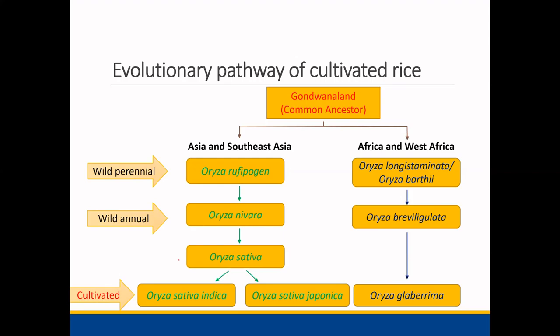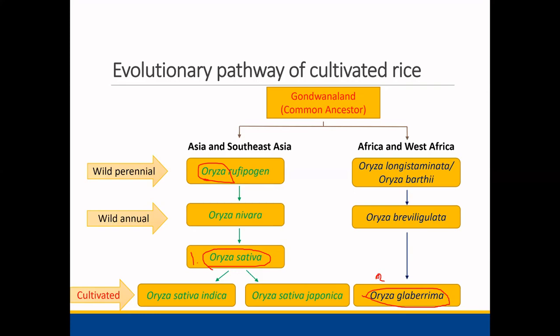So the genus Oryza has about 23 species. Among them, only 2 are cultivated. The cultivated species are here. The first one is Oryza sativa, in Asia and Southeast Asia. And then we have the second one, Oryza glaberrima, in Africa. So that's the second one.